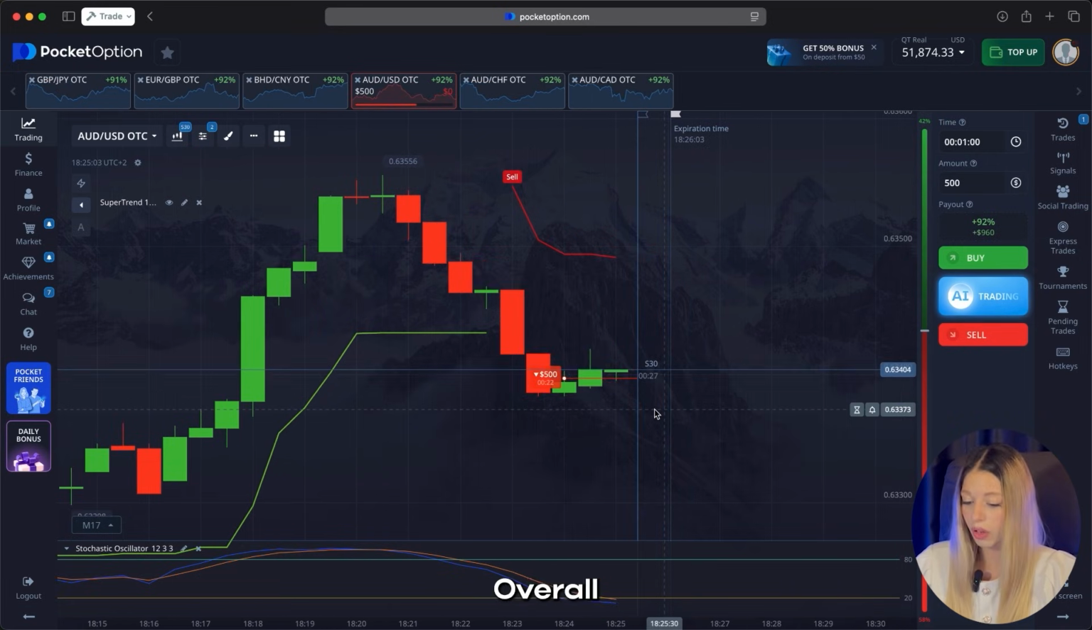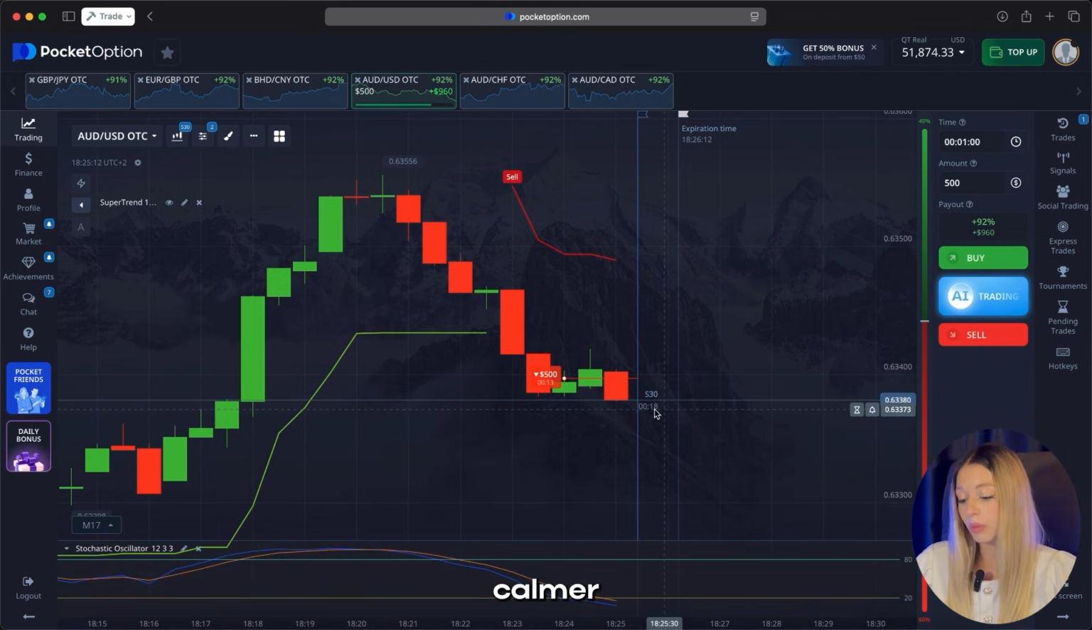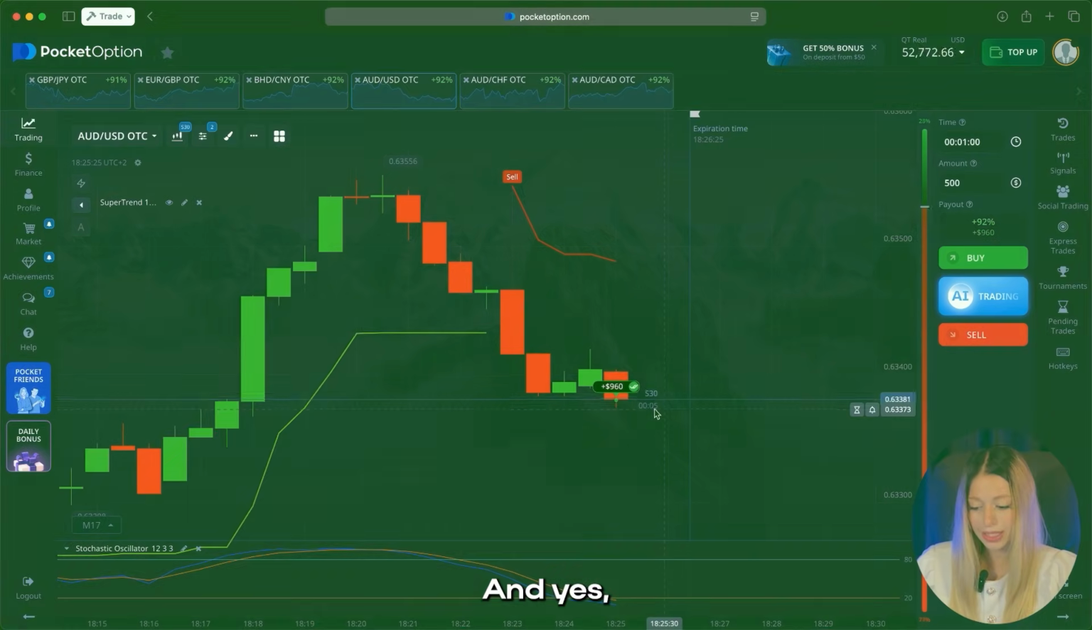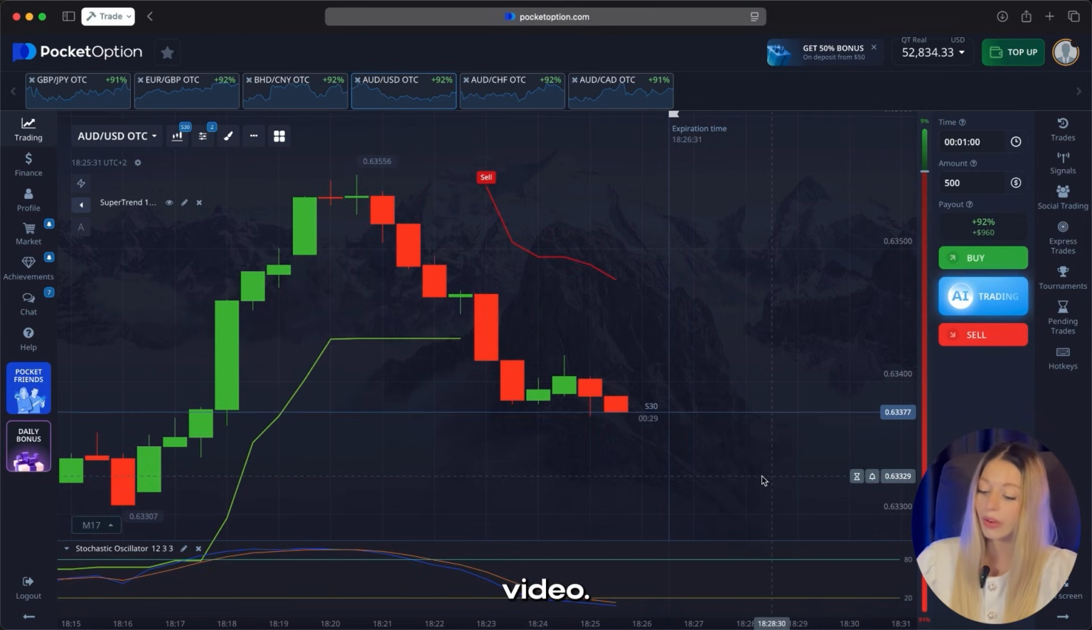Overall, these indicators are solid enough to use separately, but keeping them together is more reliable because it allows for calmer trading and filters out a lot of market noise. That's why I recommend using them together. Our third trade on the decline is about to close in profit. And yes, the trade closes in profit, so we have closed 3 trades in profit during this video.